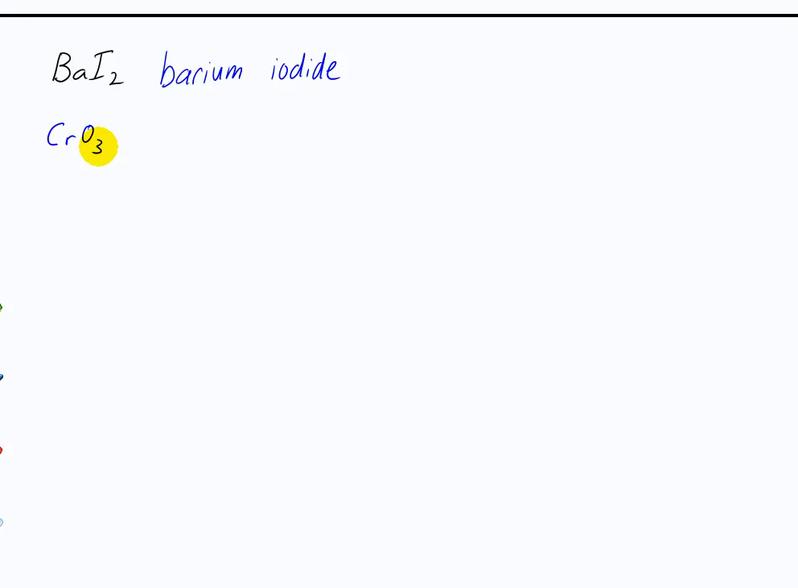This one. Chromium what? Nope, not quite. Which group does this one fall in? Well, first of all, is it ionic? Does it fit into the ones that we've been talking about so far? It does, because it's got a metal involved. Anytime there's a metal involved, you can assume it's ionic.